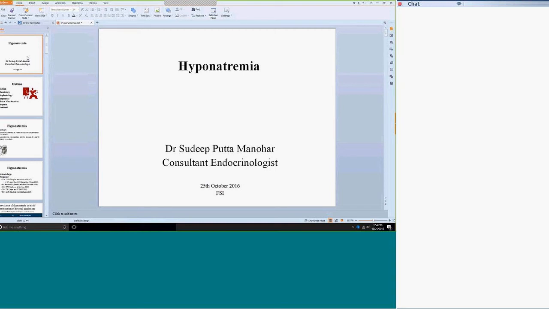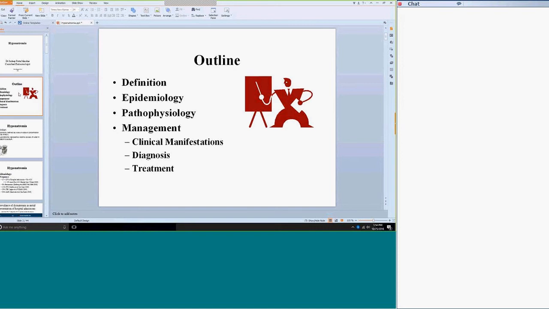So I think this is a condition where a history, examination and simple blood tests are sufficient to make a technical decision. In our talk, I'll start with the definition, a bit about the epidemiology and pathophysiology, and go to management. For management, I have gone with a few perspectives on how I manage hyponatremia.